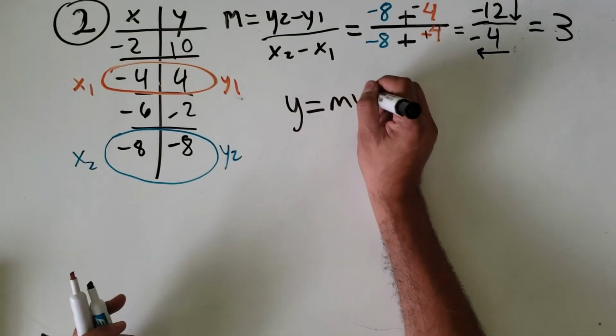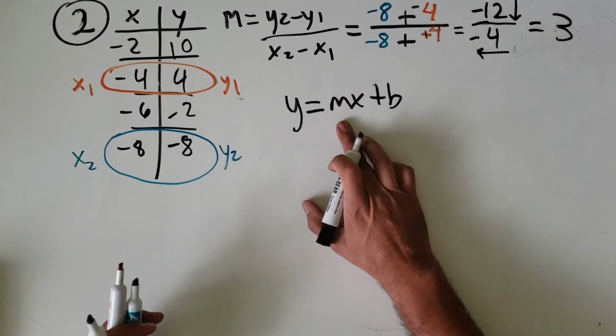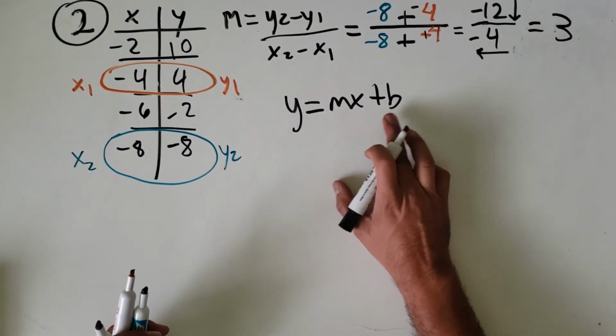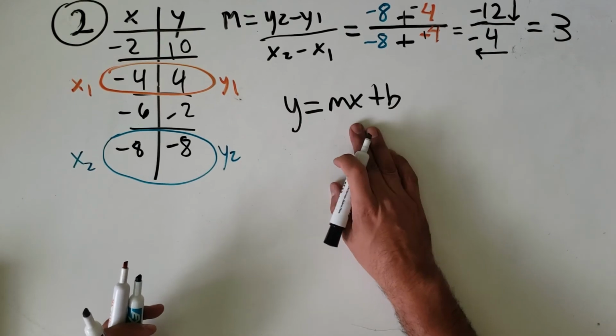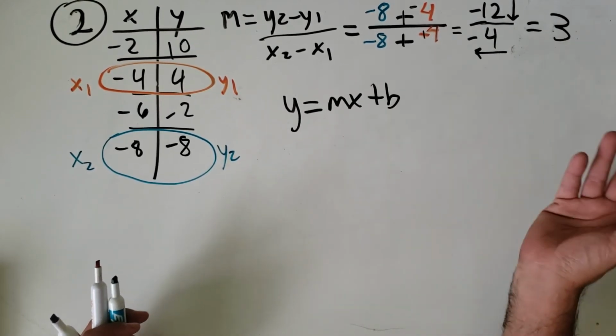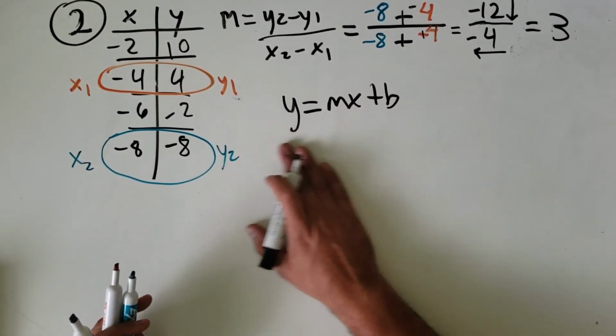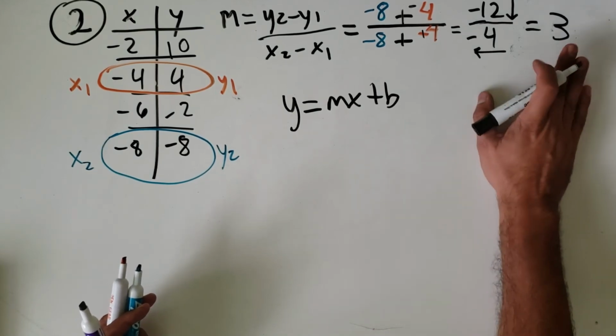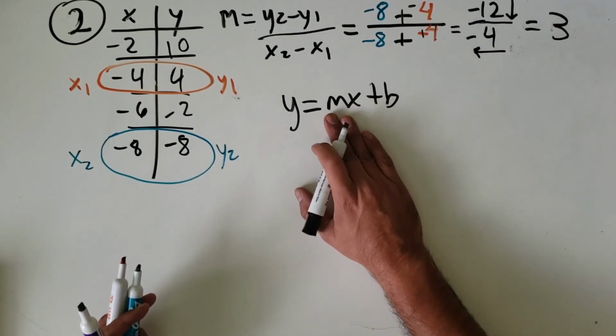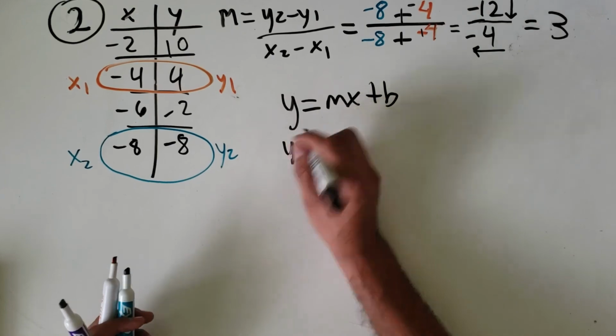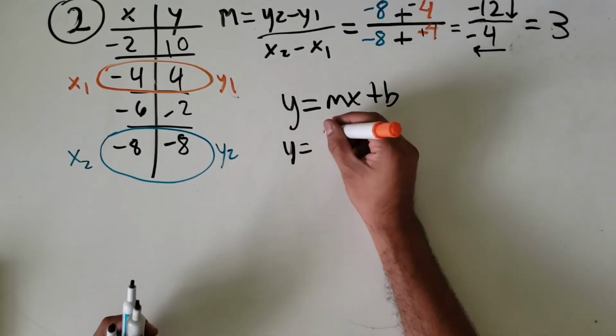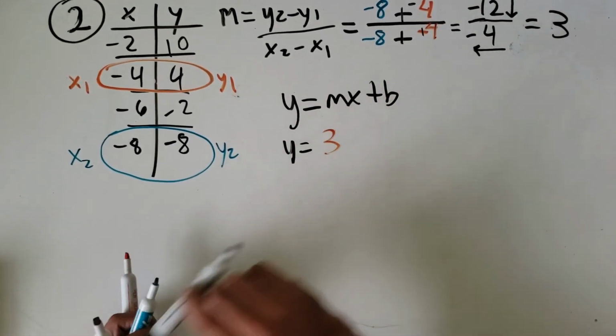Y equals mx plus b. Remember, slope times x plus b. Okay, your b can be a negative number. It's not always plus b. It can be minus b, but that's just what the standard equation is. So now I'm going to replace my slope, my m, with my 3. So I'm going to put y equals, and I'll change the color just so it stands out, 3x plus b.